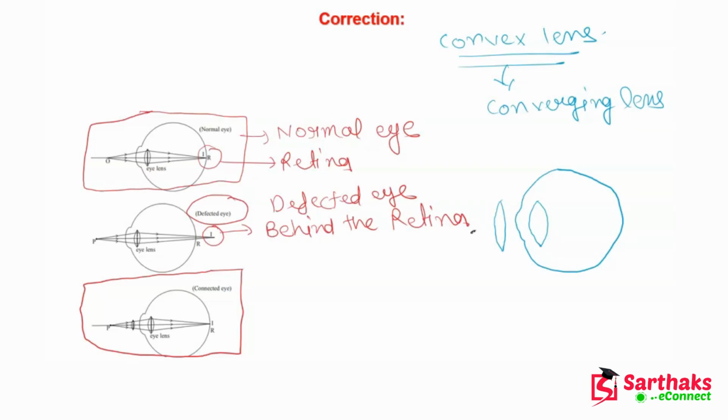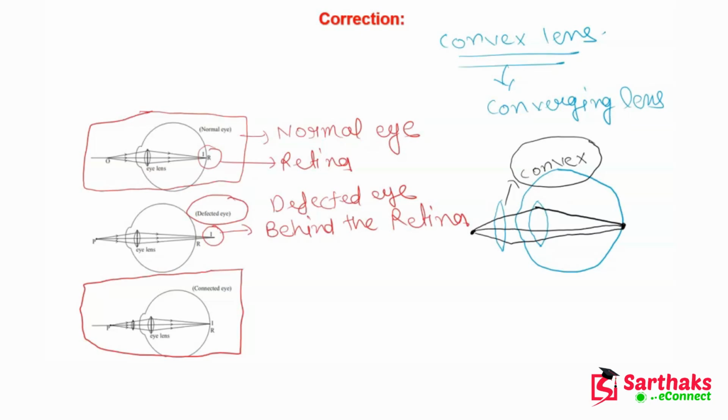Now let's suppose this is your object and rays are going like this, and after the refraction they go like this, and they are meeting at this point R. So this is a hypermetropic eye, and because of this convex lens, this defect of vision is getting corrected. So I hope guys the concept of how we correct this defect has been clear to you.